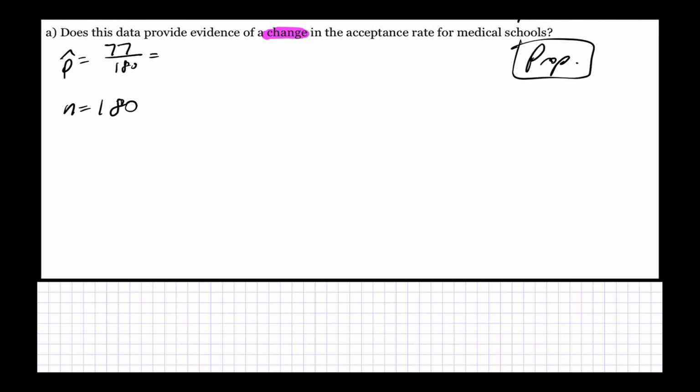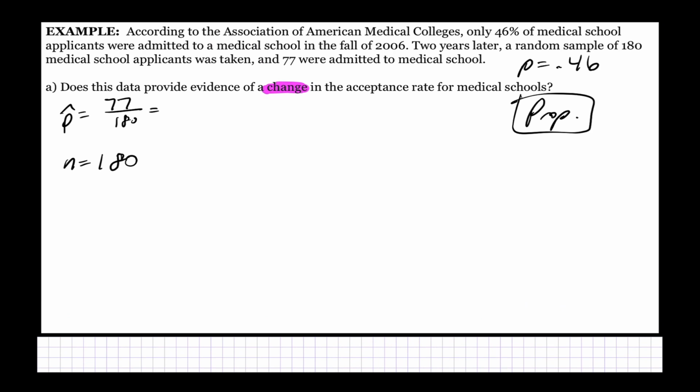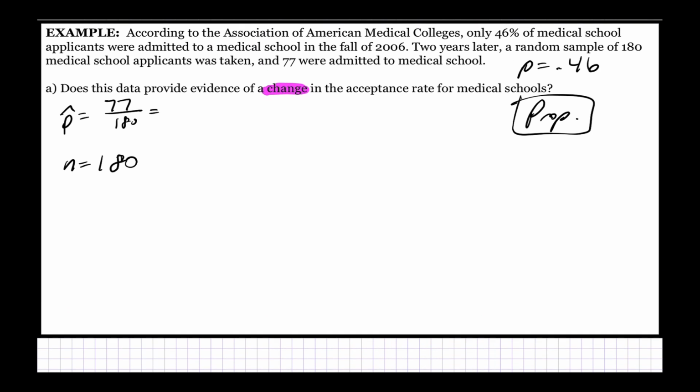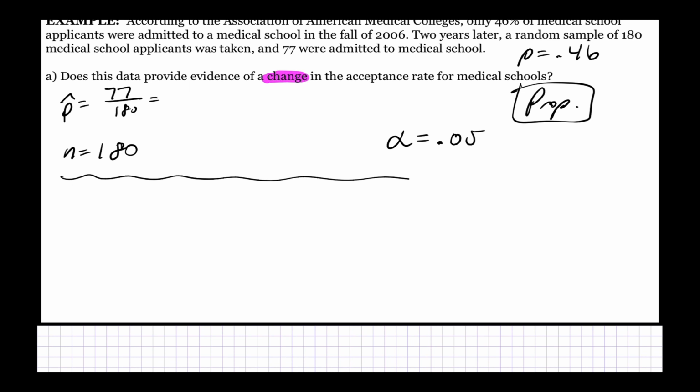Okay, so alpha level, does it say alpha level anywhere? Nope, so 5%. Okay, so let's start with population parameter.